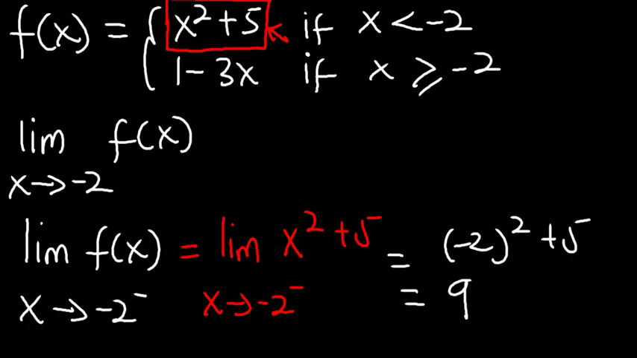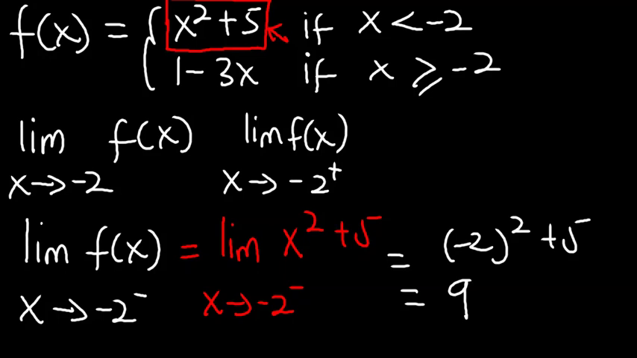Okay, but you can't say that this is the limit of the function as x approaches minus 2, because you have to compute the right side limit also. So let's compute the right side limit. For the right side limit, you're going to have the limit of f of x as x approaches minus 2 from the right side, which means that we are going to consider x values that are close to minus 2 but are greater than minus 2.